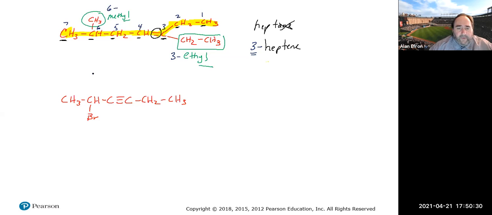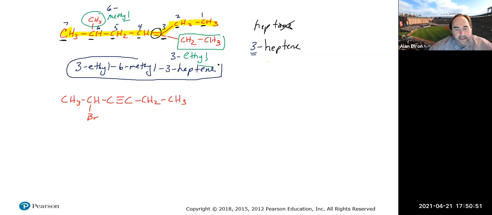So here we will end up with alphabetical, E before M. That's right, that's alphabetical, I think. So this will be something like 3-ethyl, 6-methyl, 3-heptene. Any questions on that particular name there?